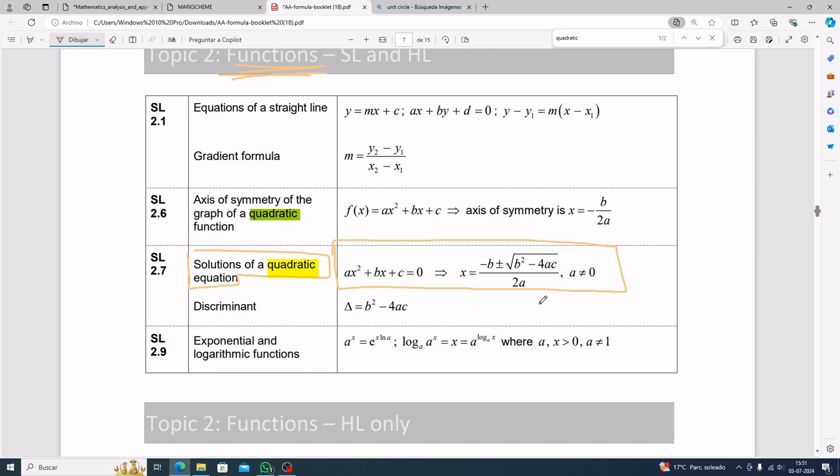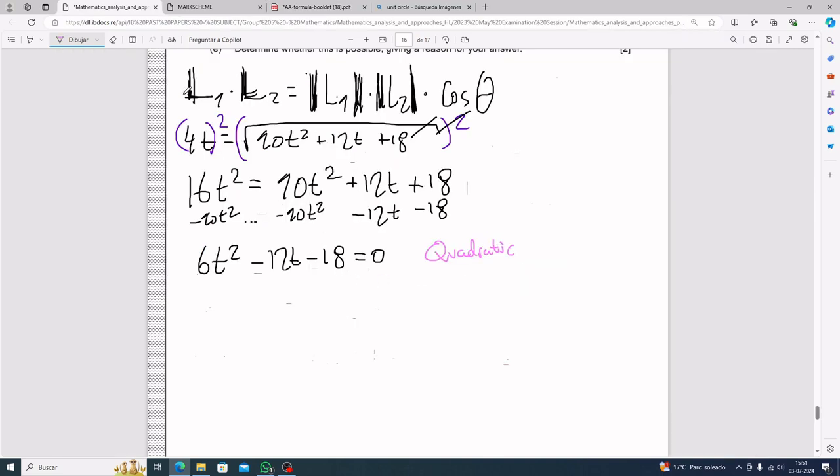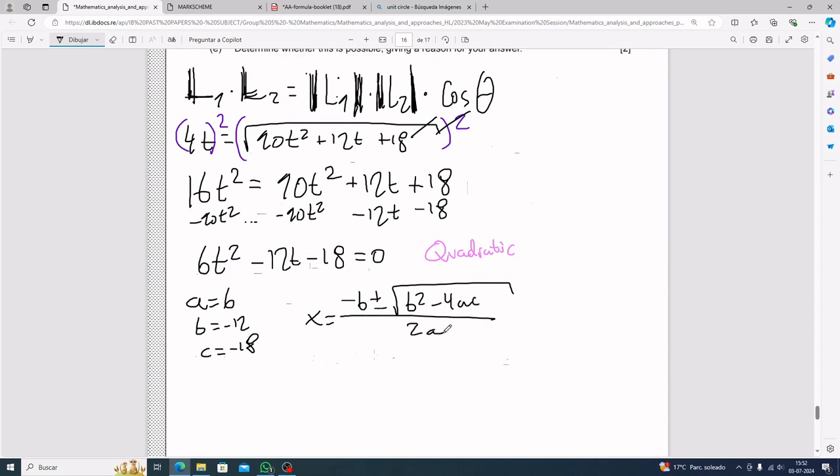Now one approach you can do is following this equation here, immediately establishing that a has to equal 6, b has to equal negative 12, and c has to equal negative 18. From there, you can plug into the formula that they ask you to use: negative b plus or minus square root of b squared minus 4ac, all divided by 2a. This will help you solve for t.